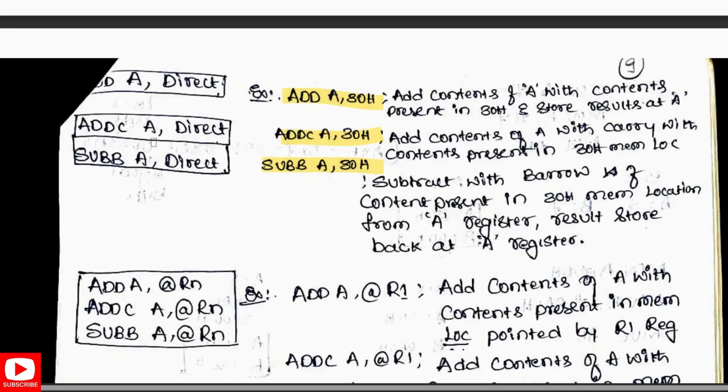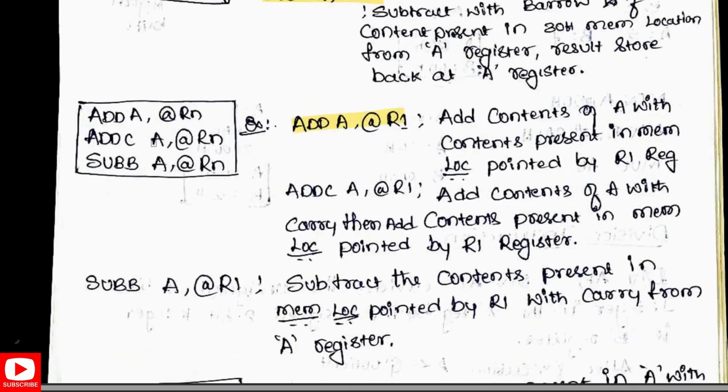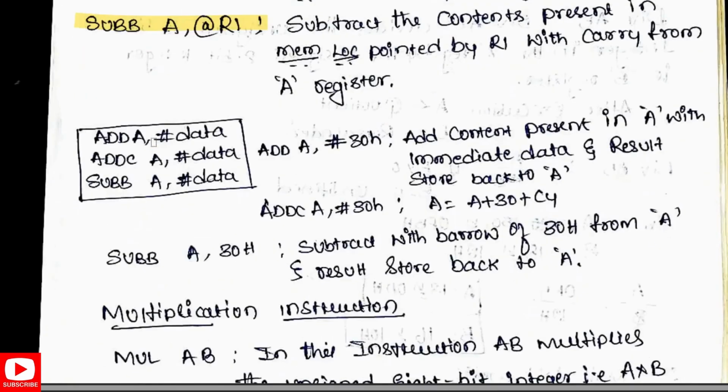In the indirect mode, ADD A comma @R1. Here it adds the content of A with the content present in the memory location pointed to by R1. Again, ADDC means with carry. Then again subtraction, SUBB @R1, subtracts with borrow. Then for the immediate mode, ADD A comma #30H means 30 gets added to the content of A. So finally our result will be A plus 30.